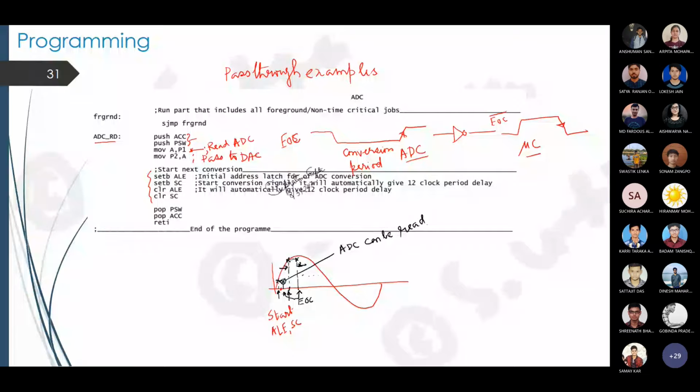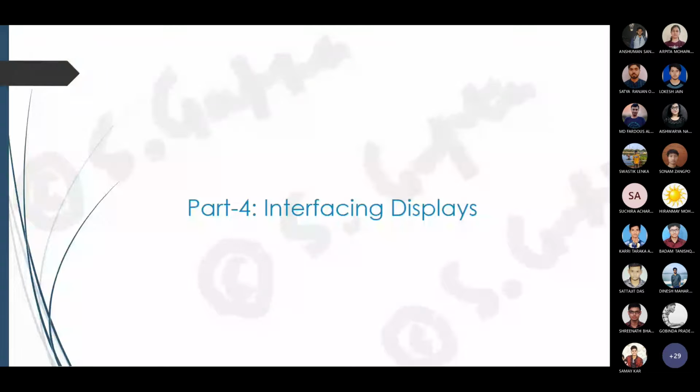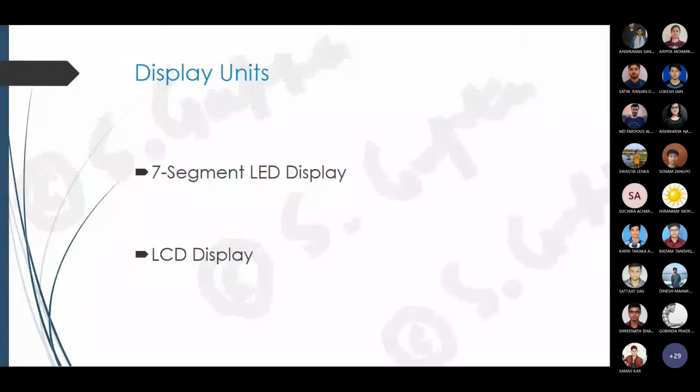Okay. So tomorrow, actually, we can see the demonstration of this code. Then we have this interfacing displays. So we can do the 7-segment display or the LCD display. Maybe this time we'll not go for the LCD display. And the 7-segment display, we have already learned it.